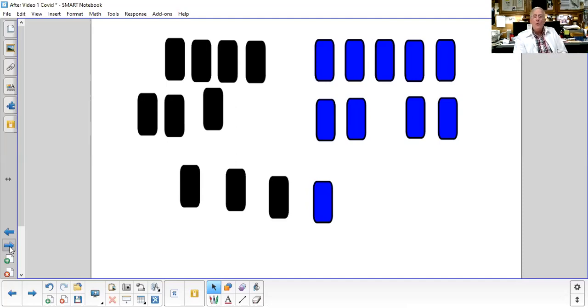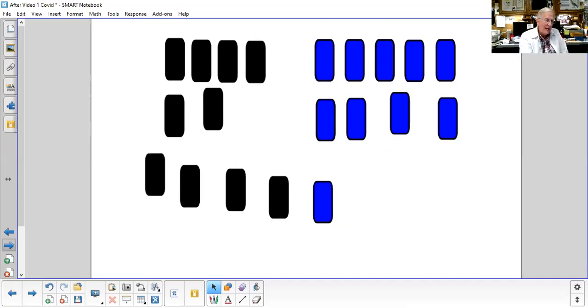Now, what happens on the next draw? If I draw a blue one, I would have 2 matched pair, right? Or if I draw a black one, I would have 2 matched pair. So it appears that I'm going to have to draw 5 socks out of the drawer to absolutely guarantee that I have 2 matched pair.